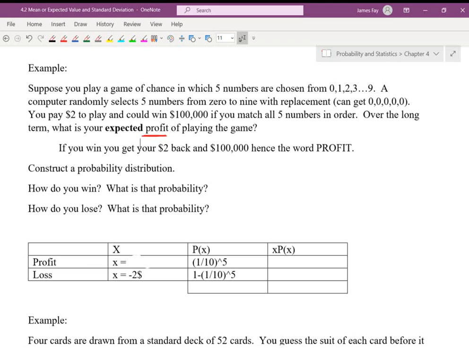It wants us to construct a probability distribution for this, and when we do that, we have to decide. When we gamble, there is a very, very small chance of winning and a very, very large chance of losing. Correct? That's usually how gambling works. So my random variable is going to be the profit, the amount of money that I profit. That could end up being $100,000, or my random variable could take on the profit of -2. That would be a loss.